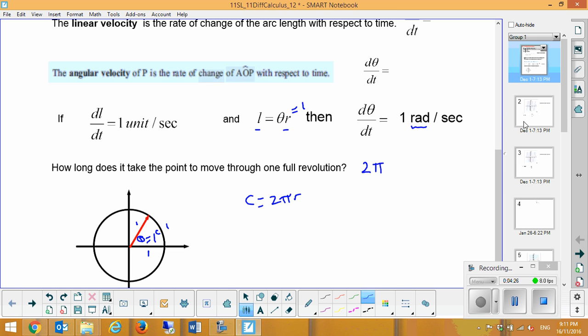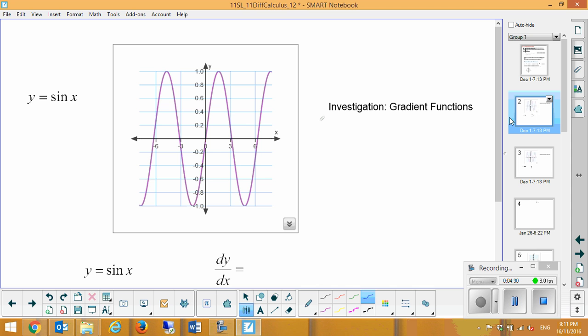So let's come back to our graph and think about the derivative function just in terms of the graph. Remember, our sine x was the y coordinate. So we can see that the y coordinate is starting off at 0 for our point on the circle.